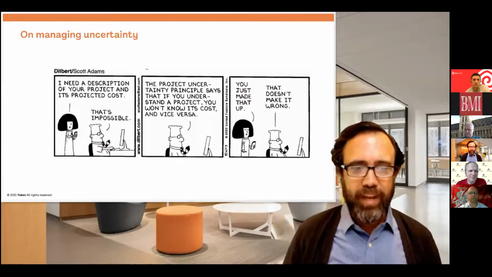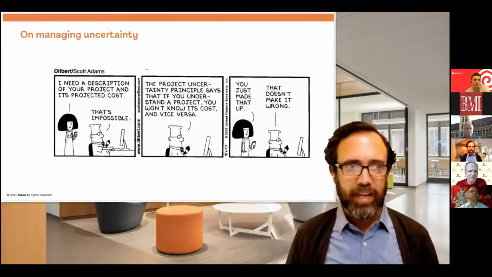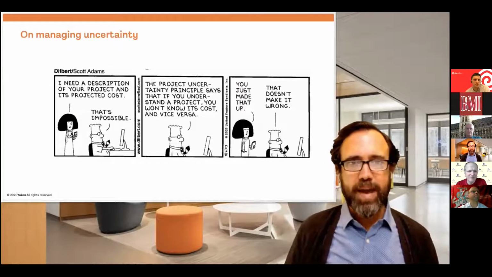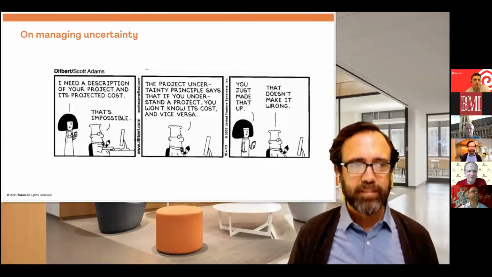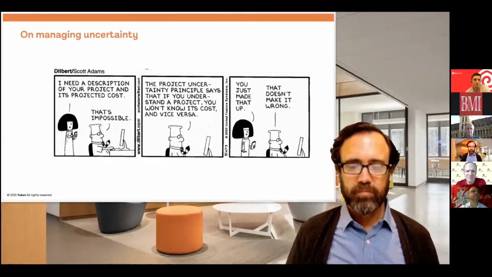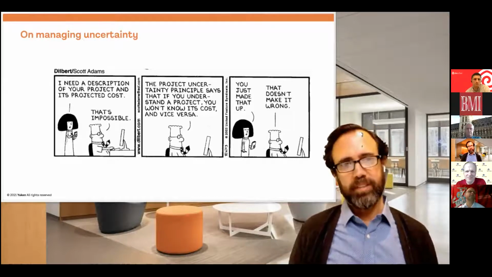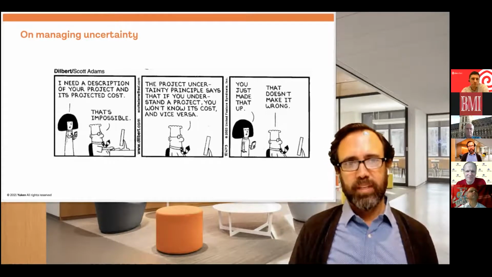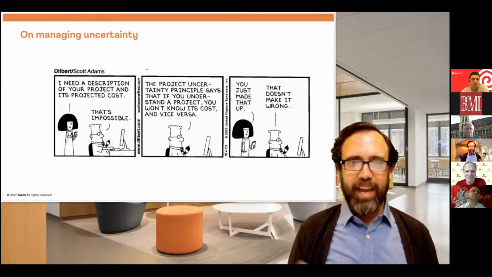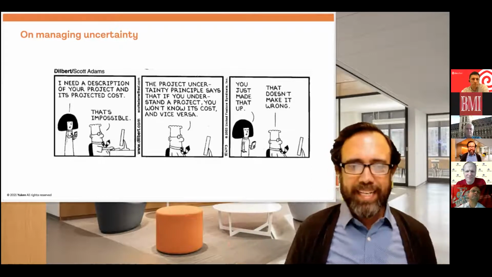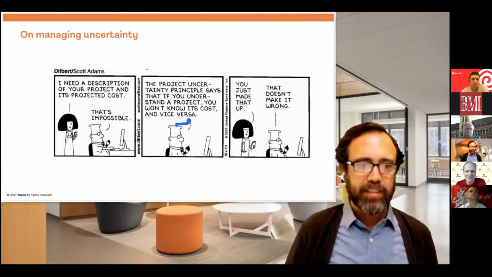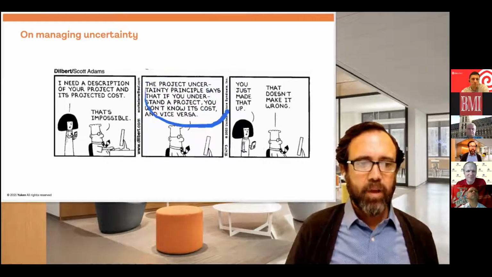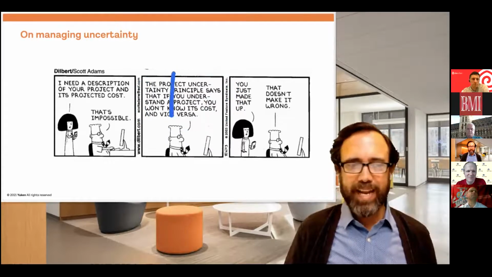Now, before that, I always show this to my students. I really like that Dilbert on managing uncertainty. Please go and read it. I need description of your project and projected costs. That's impossible. The project uncertainty principle says that if you understand a project, you won't know its cost, and vice versa. What is this guy telling us here? If you understand the project, you won't understand the cost. What is behind this sentence?